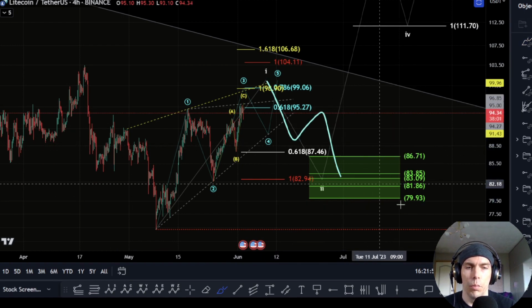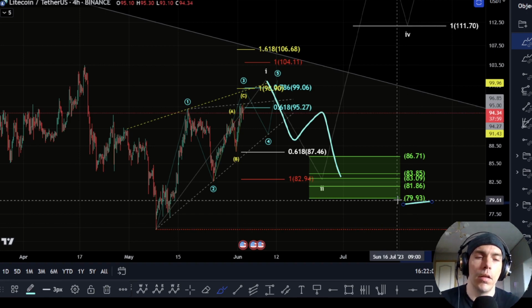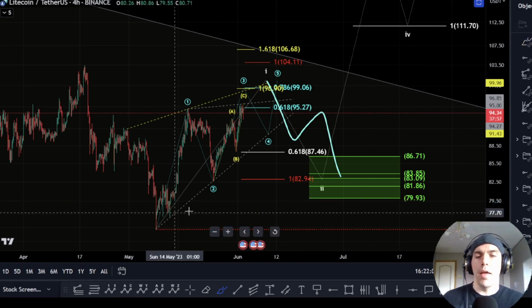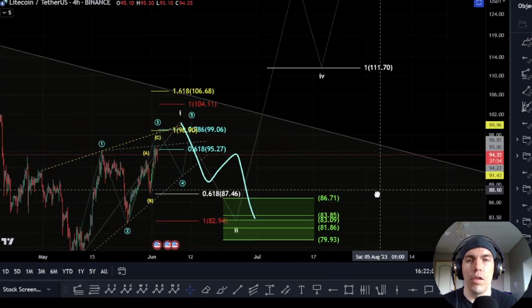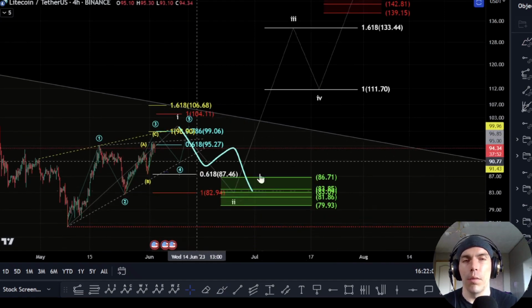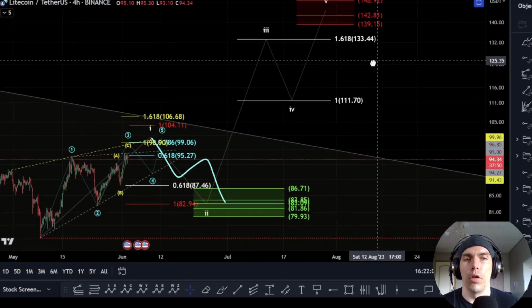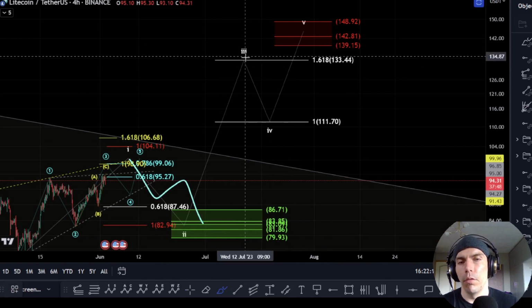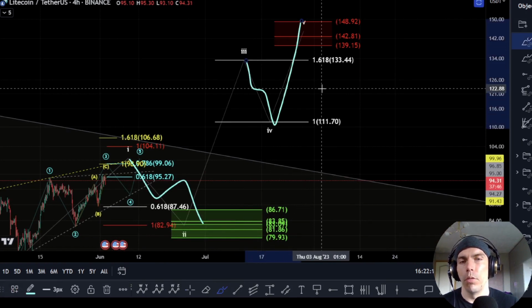The key thing here would be holding support above this 79.93 area and this low point here of the 75.20 before looking for a bigger third wave to the upside, looking to target out this 133.44. Then we would be looking for an additional fourth and a fifth wave to the upside.